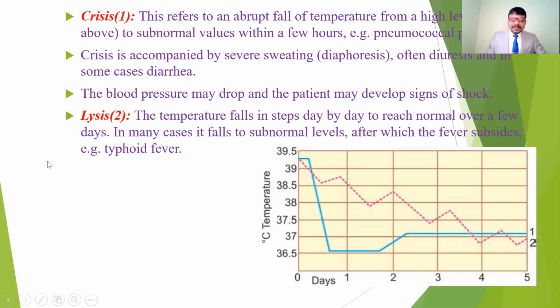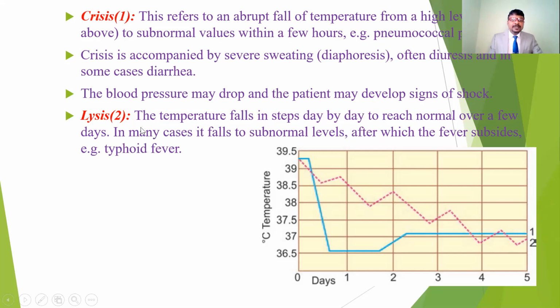About lysis, here the temperature falls step by step. It comes to 99.2, 98, 97, and also 98.5, 98, 97. So it slowly rises and falls, rises and falls, and comes to the normal temperature.